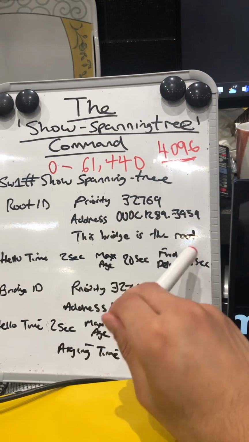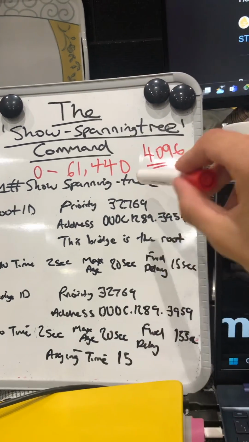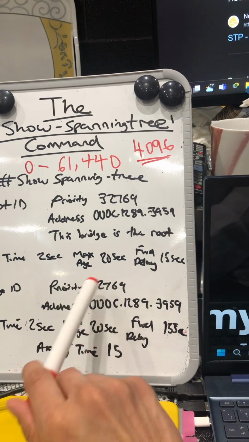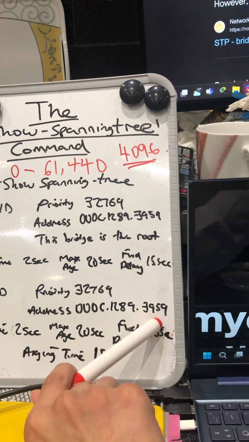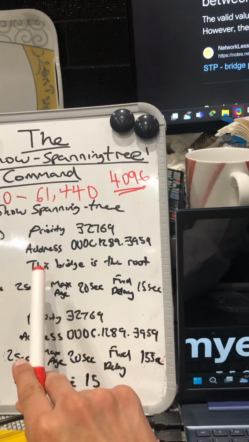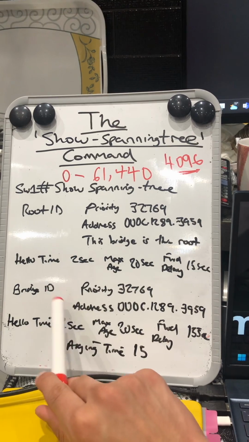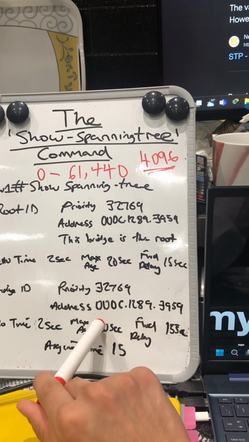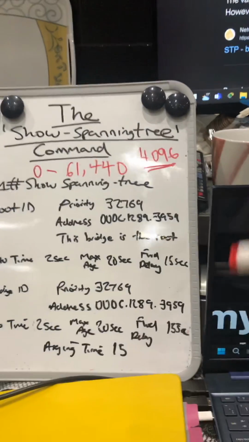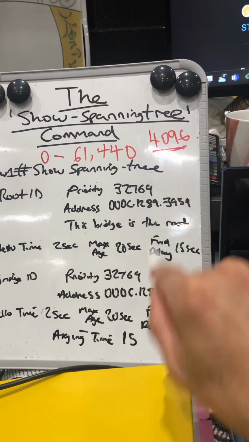Underneath, you see this bridge is the root. So this is clearly telling us that the switch we're looking at is the root. When we look at the bridge ID now, you'll see the same priority, same MAC address here. Even if this wasn't there, you would be able to tell that this switch that I'm looking at is the root bridge, because these addresses match up. But because it's clearly stated there, I don't even need to compare them.